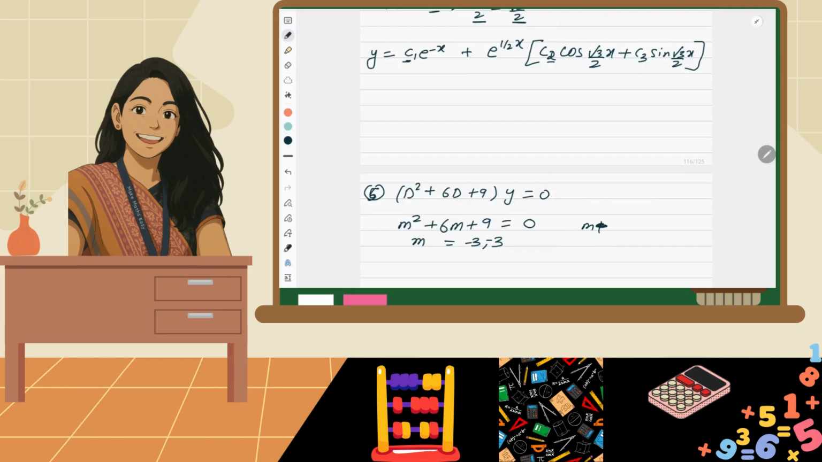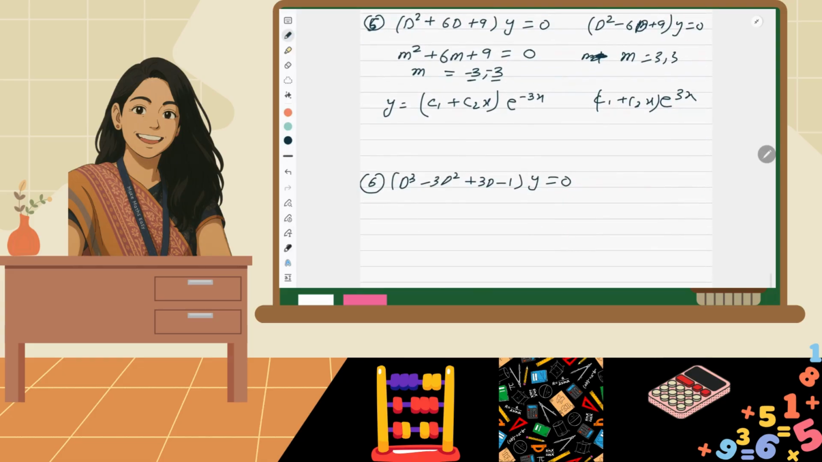So now what is the answer here? y is equal to, this is a case of repeated root. So it will be C1 plus C2x e to the power minus 3x. Same way if the same question is like this, correct. So this will become m is equal to 3, 3. And my answer will be C1 plus C2x e to the power 3x. Correct. So now let's move to the next question.